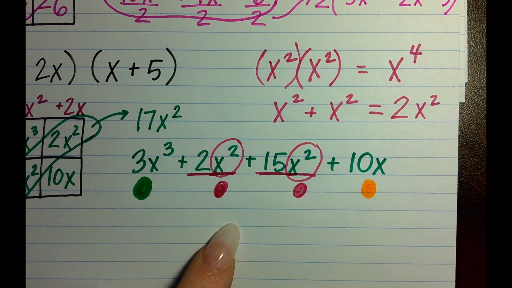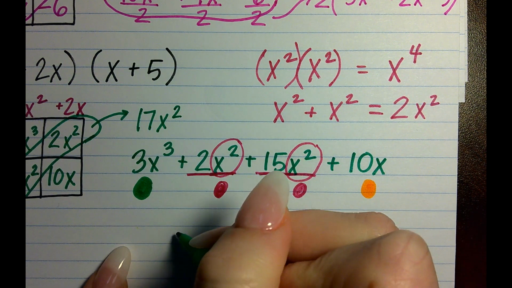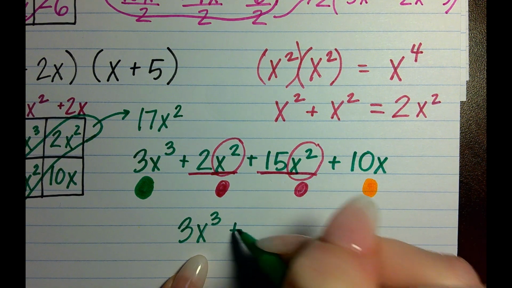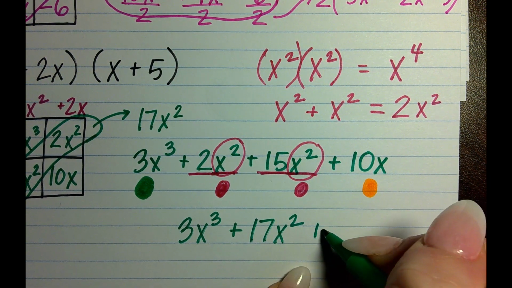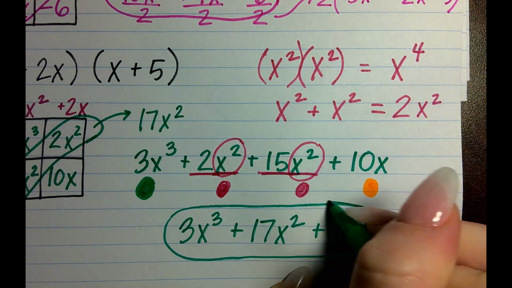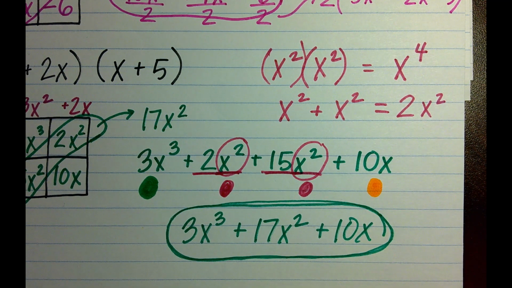It's weird. So our final answer, what is it going to be when I write it out? I'll write my first term, 3x to the 3rd power plus what? Good, 17x squared plus 10x. Beautiful. Awesome job. There it is. Good job, guys. That is wonderful.